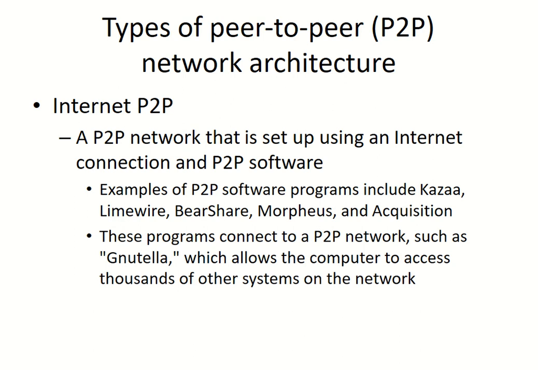But for internet peer-to-peer, it is a peer-to-peer network that is set up using an internet connection and peer-to-peer software. Examples of peer-to-peer software programs include Kazaa, LimeWire, BearShare, Morpheus, and Acquisition. These programs connect to a peer-to-peer network such as Gnutella, which allows the computer to access thousands of other systems on the network. So this is the difference between internet peer-to-peer and home peer-to-peer.